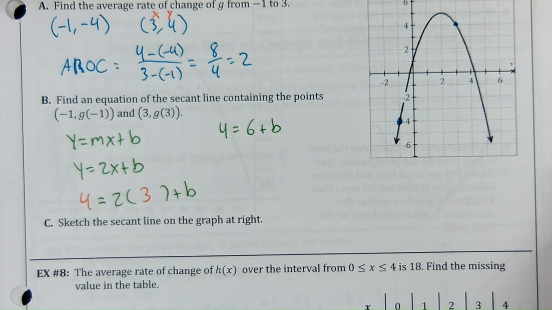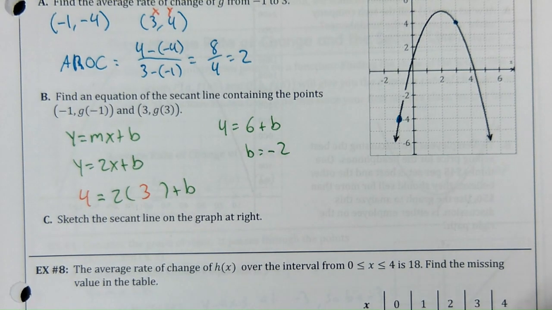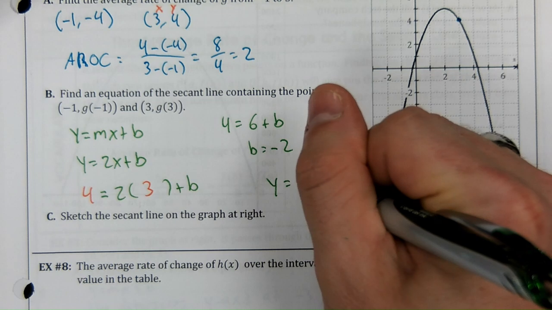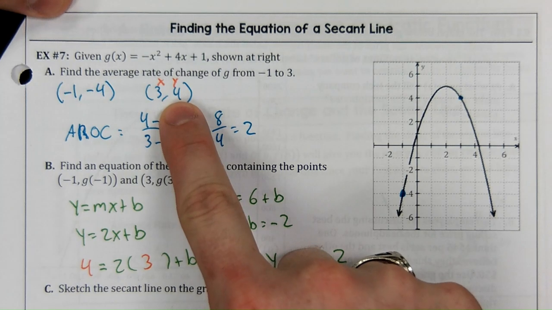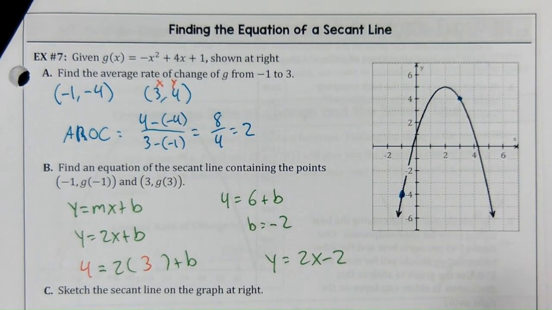Getting b by itself gets us -2. Our secant line is y equals 2x minus 2. And then it says to sketch the graph. Yes? Where did you get 4 and 3 from? Right there. I just took one of the 2 known coordinates, and I could have used -1, -4 if I wanted to. I just didn't want to have to mess with the negatives.